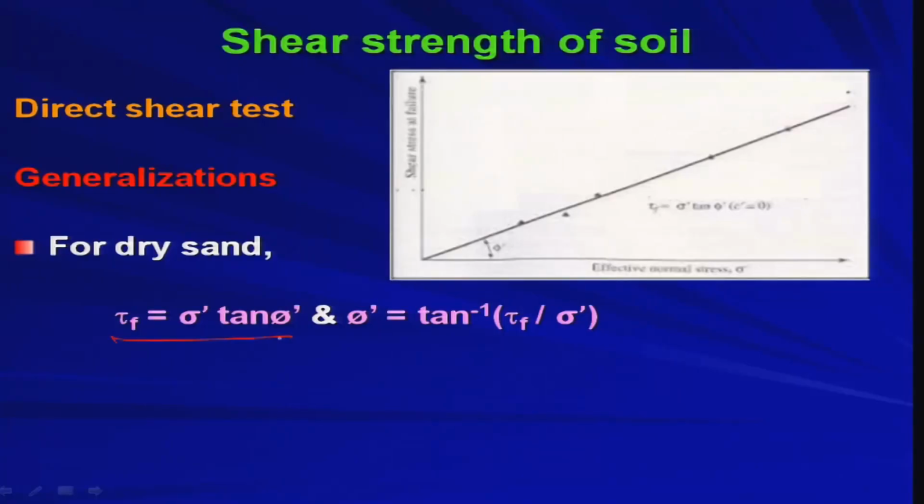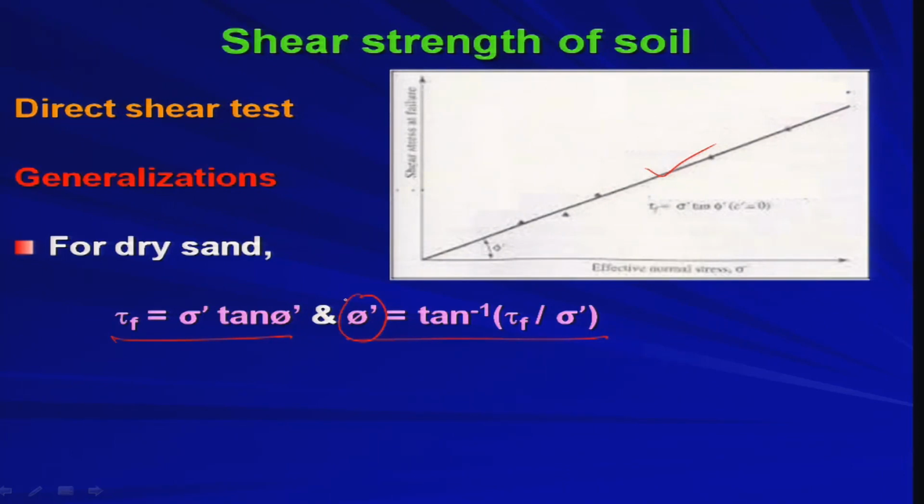So, now you can define the strength and you can establish the constitutive behavior for that particular sand. Now, for dry sand, we have already seen, tau f is equal to sigma prime tan phi prime, therefore phi prime is nothing but tan inverse tau f by sigma prime. So, after establishing this line, you can get the inclination of this line with the sigma axis, which is nothing but phi prime. Now you can use this phi prime for your design purpose.